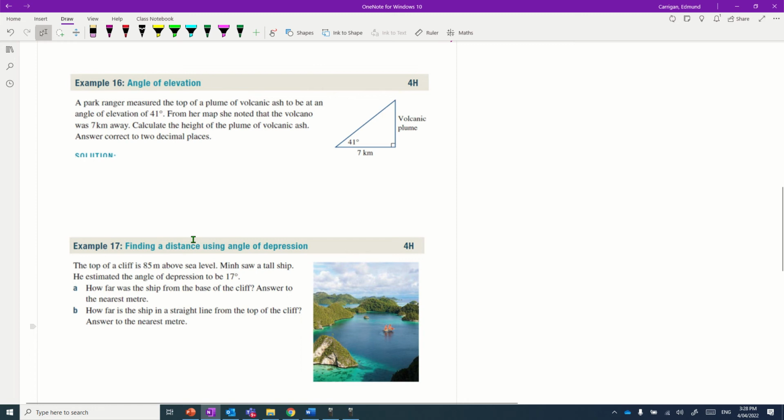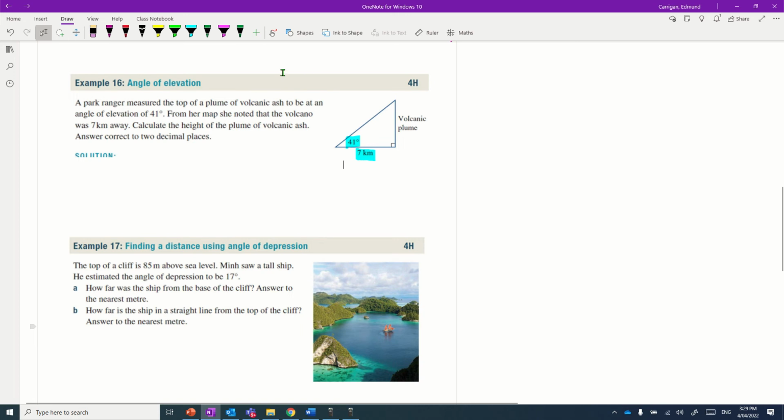A park ranger measured the top of a plume of volcanic ash to be at an elevation of 41 degrees. From a map, she noted that the volcano was 7 kilometres away. So here's our information here. Calculate the height of the plume. So there's our 7 kilometres away. There's our 41 degrees.